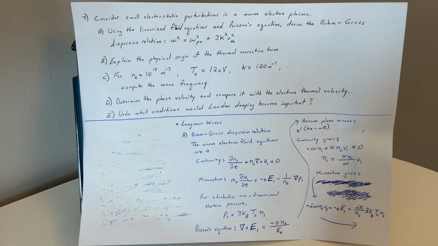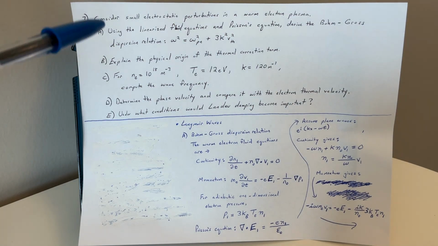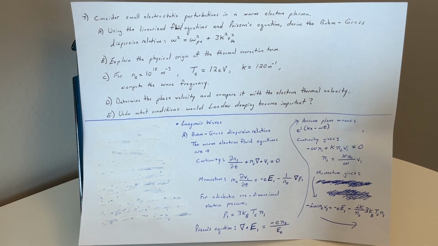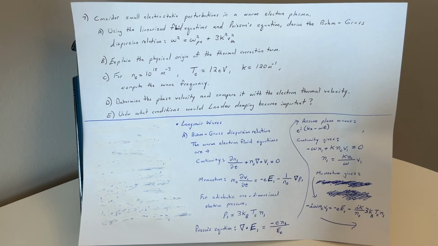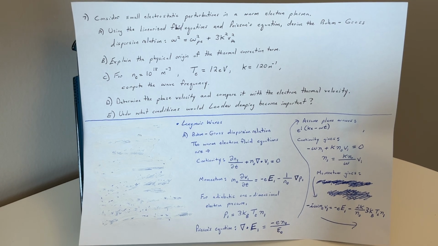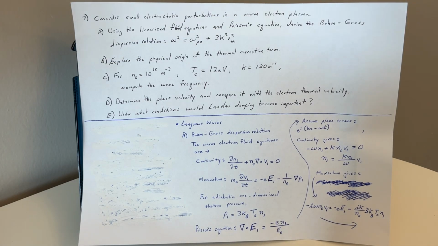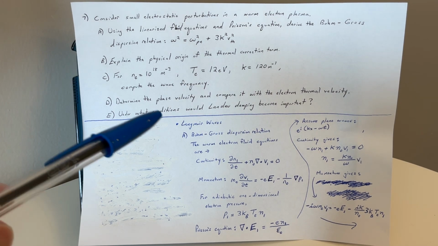Number 7: consider small electrostatic perturbations in a warm electron plasma. Part A: use the linearized fluid equations and Poisson's equation to derive the Bohm-Gross dispersion relation, omega squared equals omega sub pe squared plus 3k squared V sub th squared, where V sub th is the thermal velocity.